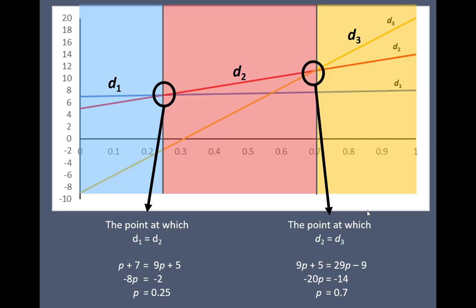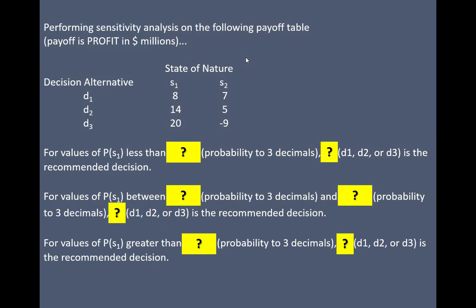So now we have our two transition points at which our decision changes. Everything below 0.25, we are going to choose D1. Everything above 0.7, we are going to choose D3. And then everything in between 0.25 and 0.7, we are going to choose D2, which is exactly what this question has asked us. And so now we just go and fill in the blanks.